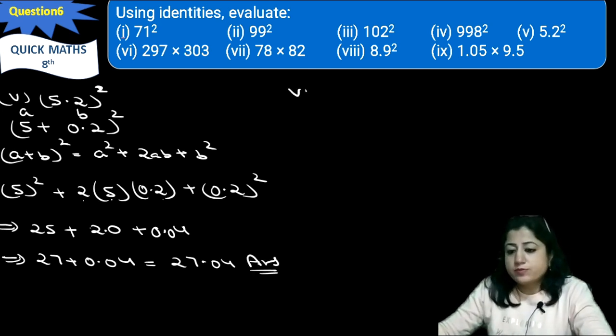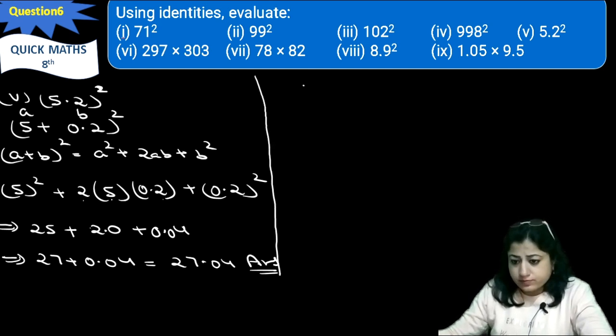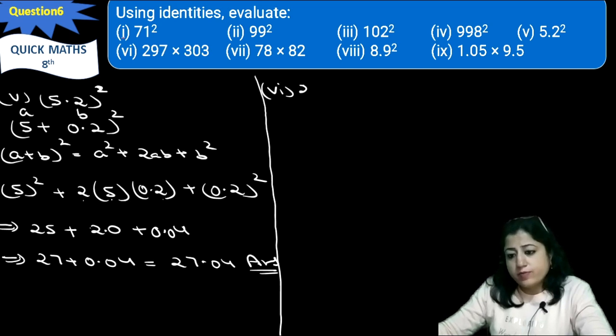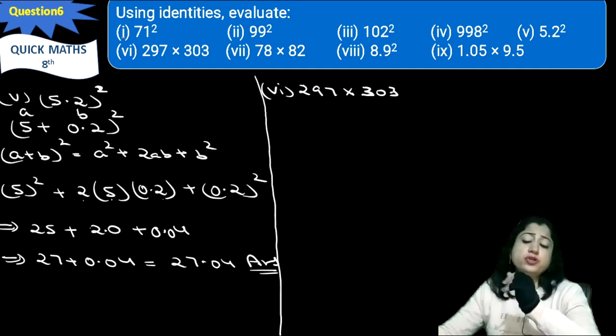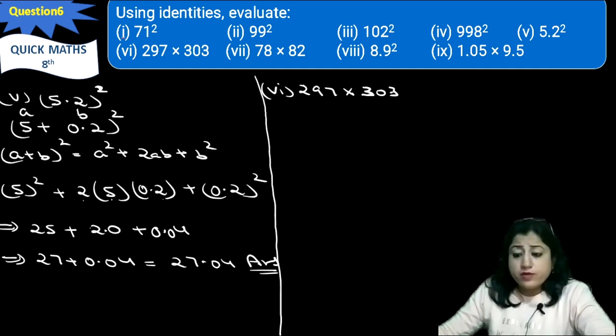Now come to the next part, that is the sixth part. Just a minute, we can solve it here. Now this one is the sixth part. The sixth part is 297 multiply 303. In such a product, if we want to find the solution, then we have to see which number these two numbers are closer to.